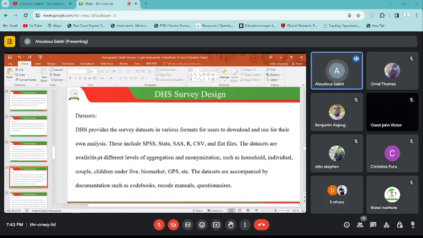So the datasets are available at different levels of aggregation and anonymization, such as households, individual, couple, children under 5. We have biomarkers, GPS, etc. The datasets are accompanied by documentation such as code books, record manuals, and questionnaires. So if you have statistical packages for analysis like Stata, SPSS, R, and so forth, you can download these survey datasets and do broad analysis.